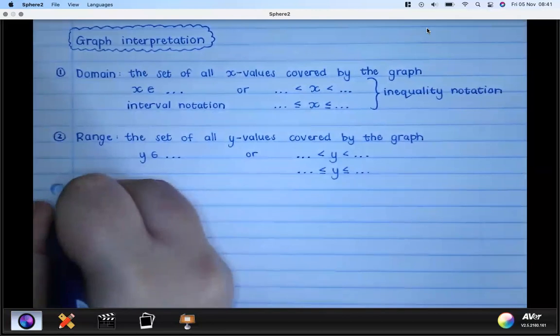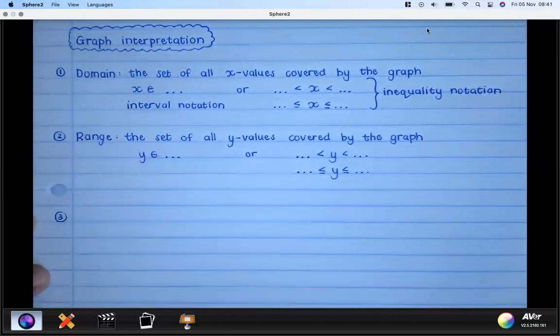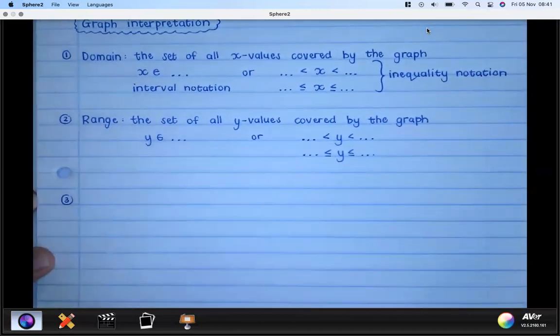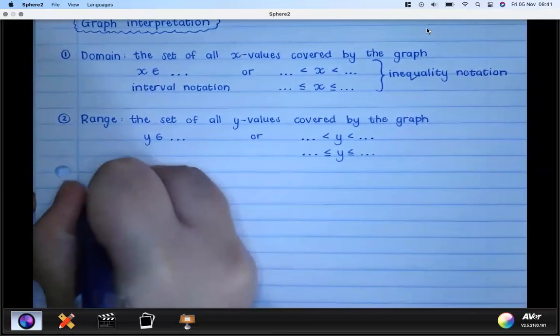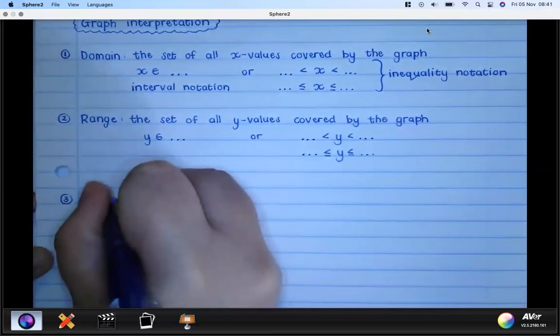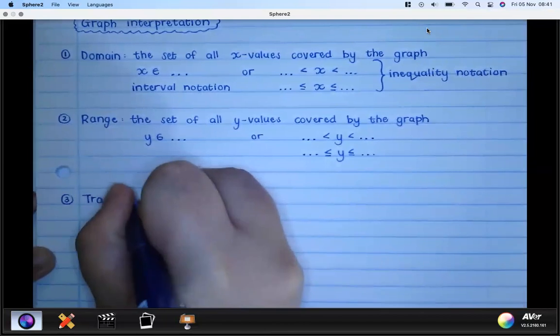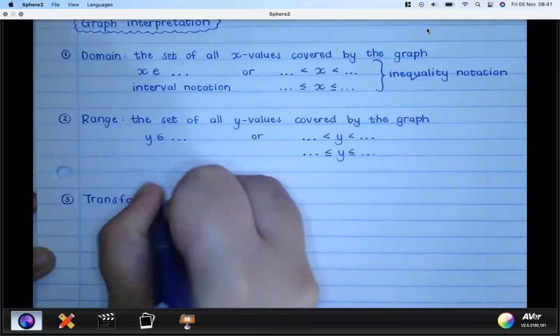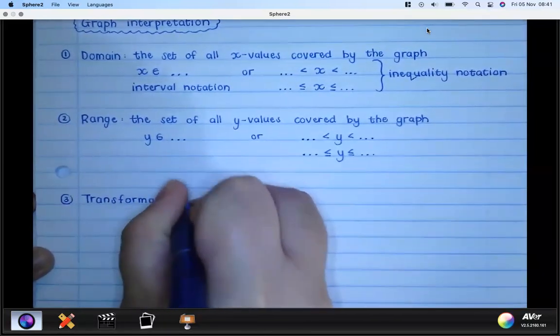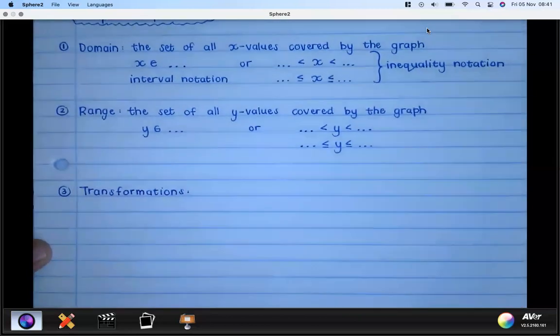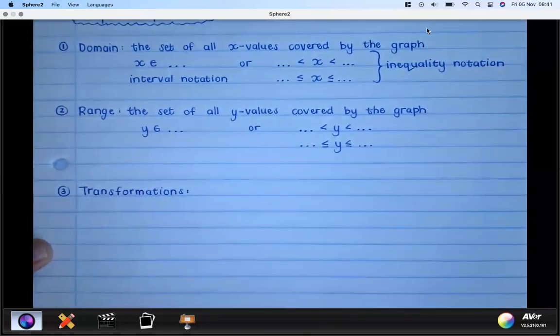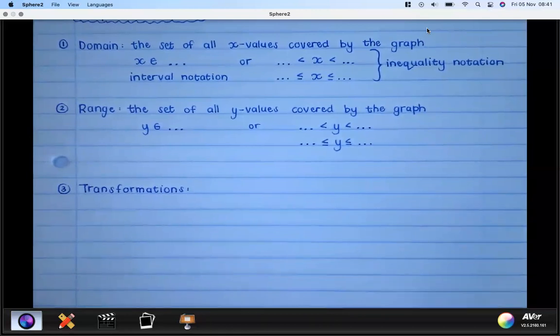Okay, the third thing is that there are various transformations that we need to talk about. Now, the transformations are transformations that you learned in grade 9, but we have to apply them to graphs, to all types of graphs: straight lines, parabolas, hyperbolas, exponential graphs. All right, you need to be able to do these transformations on all of your graphs.